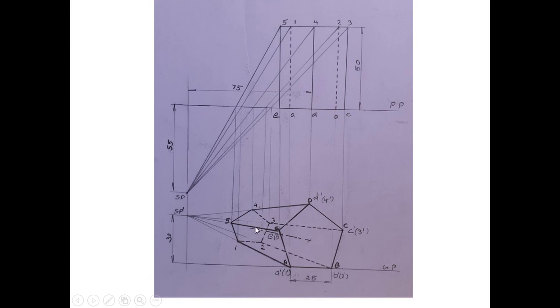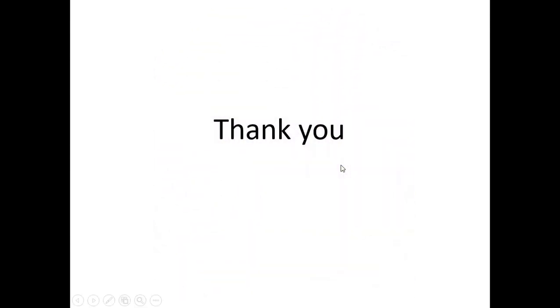Also you can draw the axis of the object to get the final drawing. You can darken that, and name A, B, C, D, E in capital letters and 1, 2, 3, 4, 5. So this will give you the final perspective projection of the object. Thank you very much for listening to this lecture. Thank you.